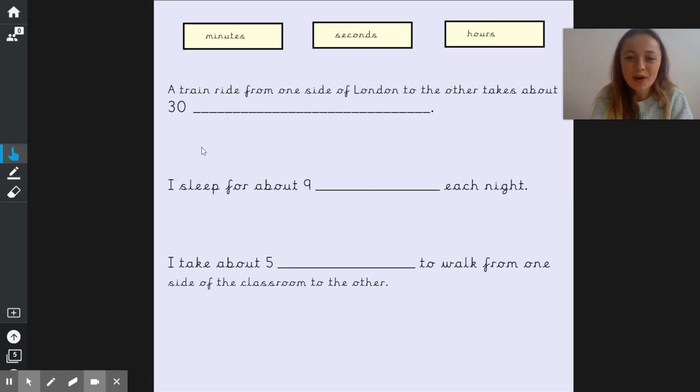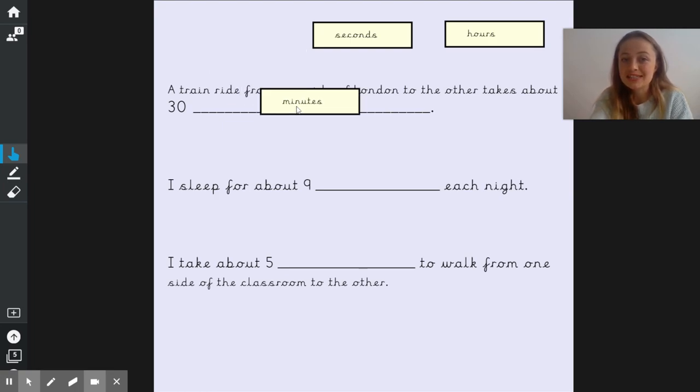So a train ride from one side of London to the other takes about 30 what? Would it take about 30 minutes, 30 seconds, or 30 hours? Now, I don't know this exactly, but I know that 30 seconds is less than a minute. That's very, very, very fast. And 30 hours, that's more than a whole day, which is really, really, really long. So I think a train ride from one side of London to the other must be about 30 minutes.